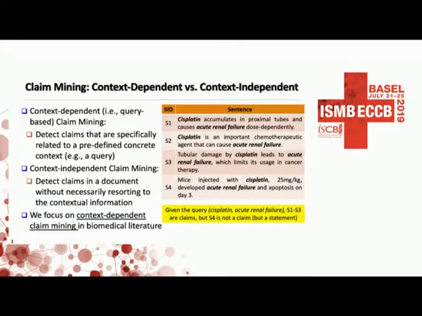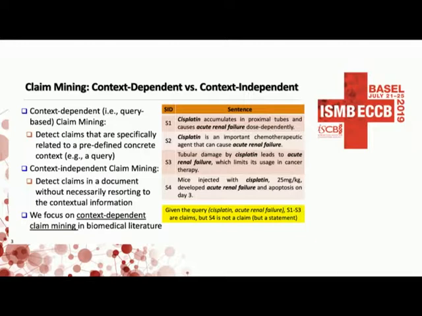If you look at the table, if we give you a query, say cisplatin and acute renal failure, one is certain drugs or proteins or chemicals, the other one is certain diseases. We want to find whether you can find the claims in PubMed. You can find those things actually closely related, like a claim.